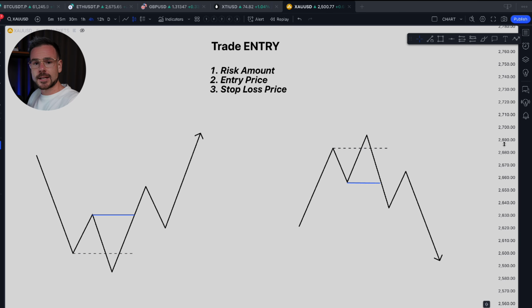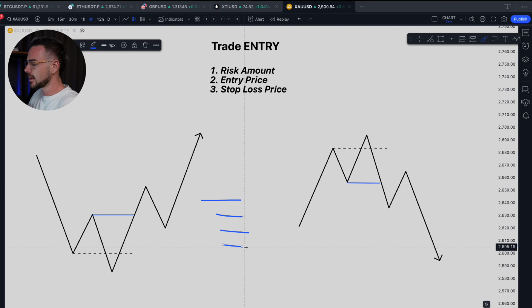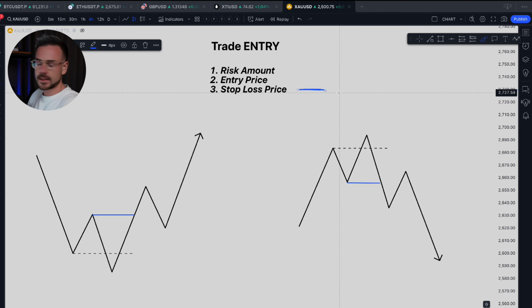So when you're going to place a trade entry, okay, you need to know 3 things, okay? Firstly, you need to know your risk amount, okay? How much are you risking on the trade? Then you need to know your entry price, okay? What price point in the market your entry ought to be. And you need to know your stop loss price or your invalidation, okay?